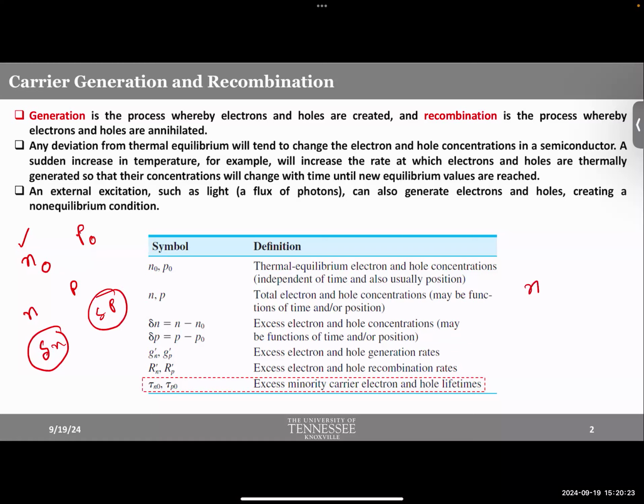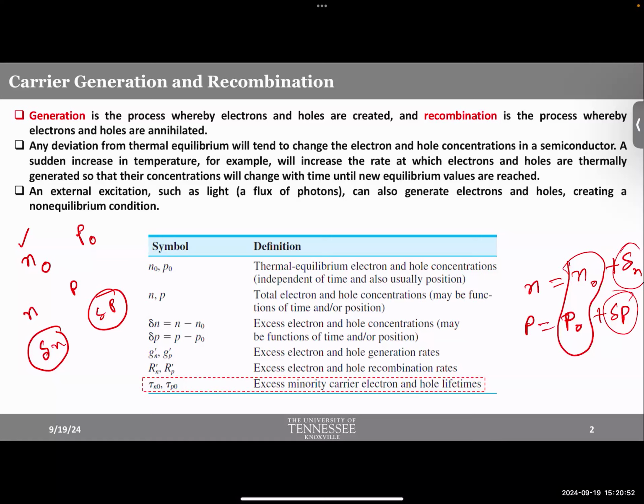So what will N be? Total electrons will be whatever you had during thermal equilibrium plus whatever you are generating as excess. Similarly, what is the total number of holes? Whatever you had during thermal equilibrium plus whatever you generate as excess carriers. Am I making sense, folks? So you can generate excess carriers through external stimulus, but the thermal equilibrium carriers will also be there.